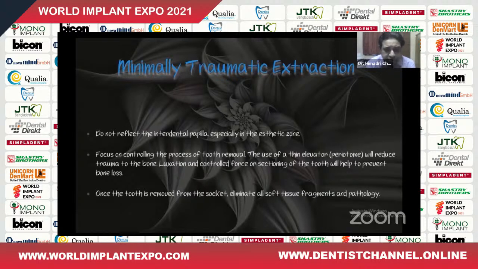All the soft tissue fragments, and any kind of pathology you have, has to be completely eliminated. So we need to use the curette very well and do a lot of irrigation with normal saline. That's it. You don't require a special irrigant for that. No antibacterial is required. It has been shown by studies that even normal saline can do the job, but you require a lot of volume to flush out any kind of residual tissue.